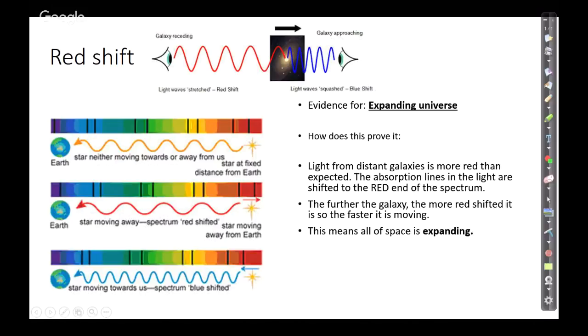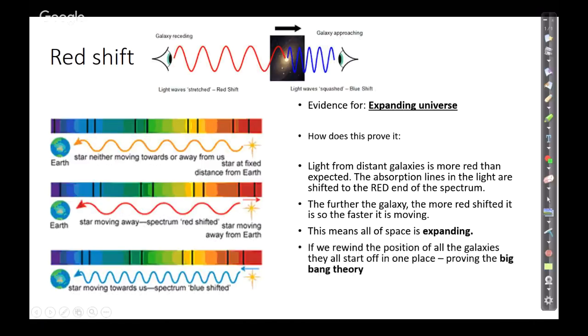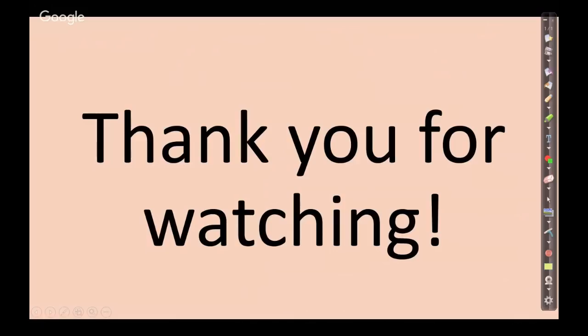Now, the only way to explain this is that all of space itself is expanding, the very space between galaxies is getting larger. If we rewind the position of all these galaxies, they all start off in one place. I think about 13 to 14 billion years ago, all of the galaxies started off together, and that proves the Big Bang theory as well, that all of the universe started in an instant at the same time.